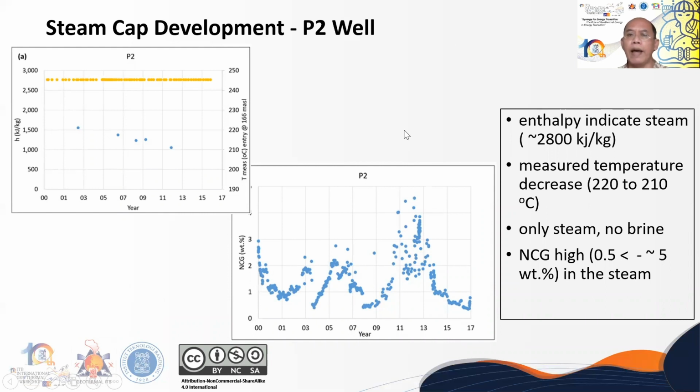In P2 well, which experienced steam cap development, the enthalpy of the produced fluid indicates steam, 2800 kilojoule per kilogram. No more brine, only steam. The measured temperature in the entry decreased from 220 down to 210 degrees centigrade, while the NCG in the steam is relatively high, 0.5 up to around 5 weight percent in the steam.